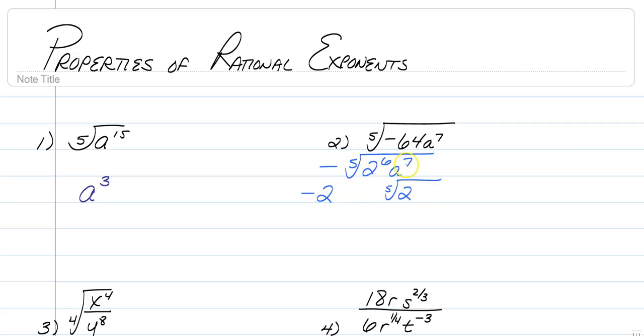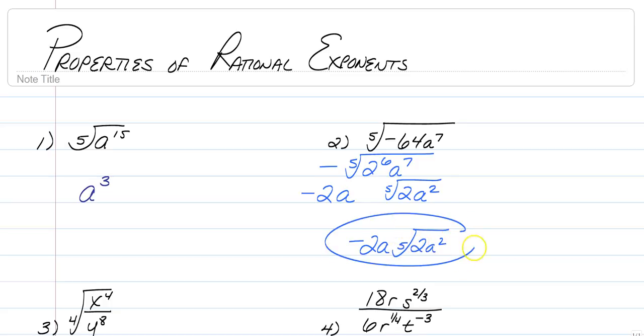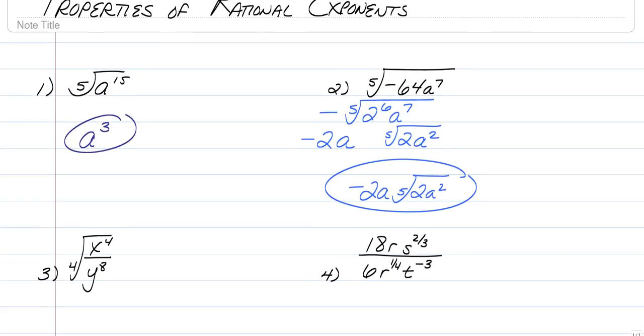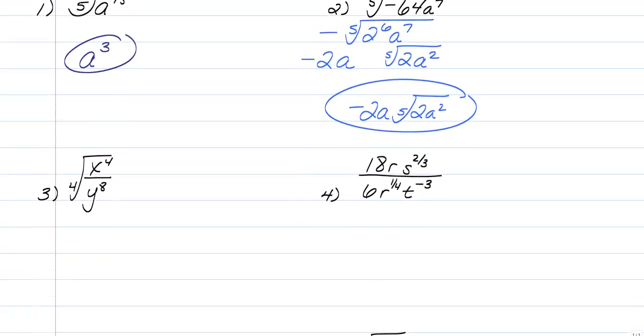How many times does 5 go into 7? Once with a remainder of 2. So we would be able to take out an a, and we would have to leave 2 a's on the inside. And now we are done. That is our final answer. So we would have negative 2a fifth root of 2a squared. Okay? So when we're working with these, there are so many different ways you can do these problems. If you might have done yours a different way, came up with the same answer, you are good to go.